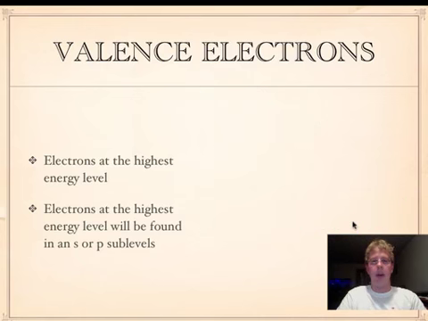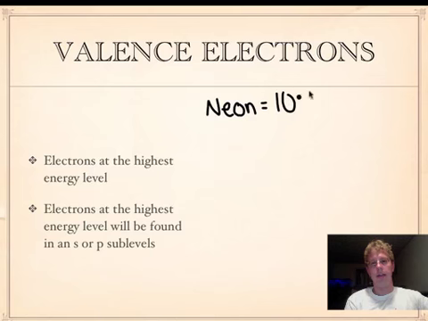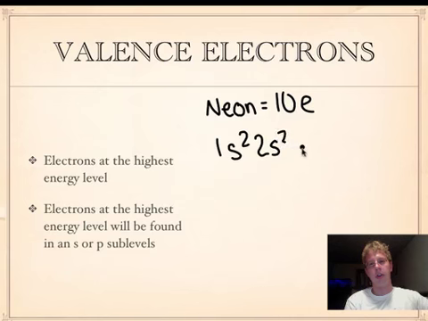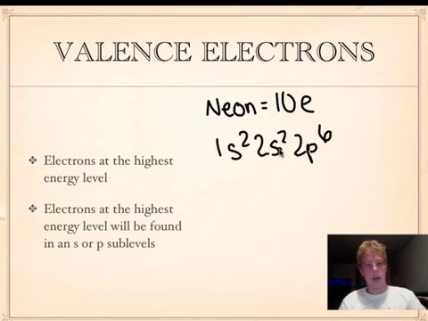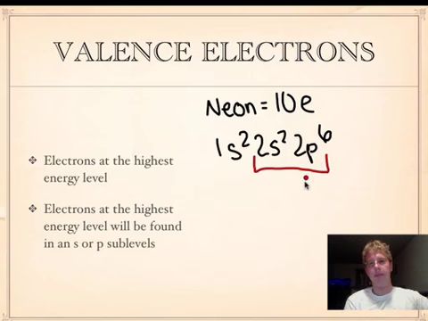Now let's say we were to look at neon, okay? So neon has 10 electrons. Its electron configuration is 1s2, 2s2, 2p6. Now our highest energy level in this case is still going to be energy level 2, but now we have 8 valence electrons.